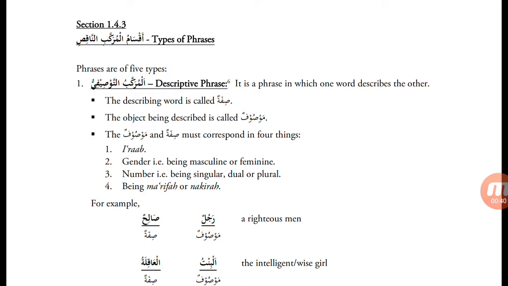Al-murakkabu tawsifi is a phrase in which one word describes the other. The describing word is called sifa. The object being described is called mawsuf. The mawsuf and sifa must correspond in 4 things: i'rab, gender, i.e. being masculine or feminine, number, i.e. being singular, dual or plural, and being ma'rifa or nakira.